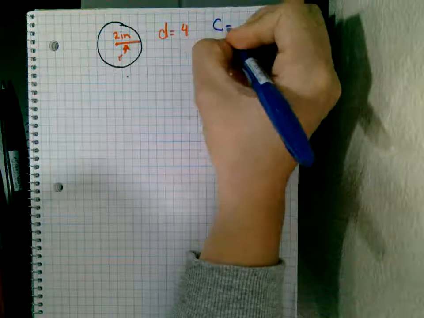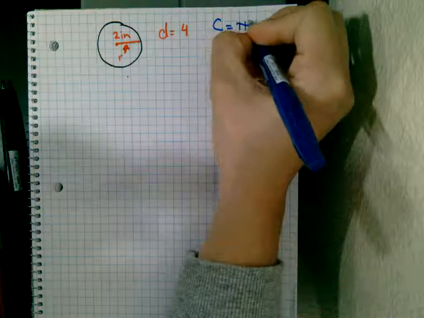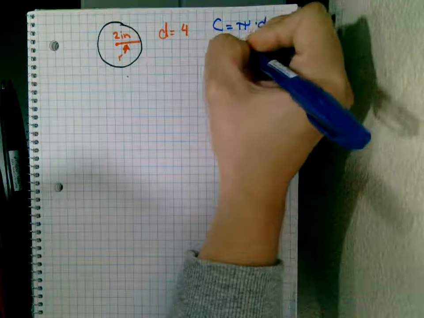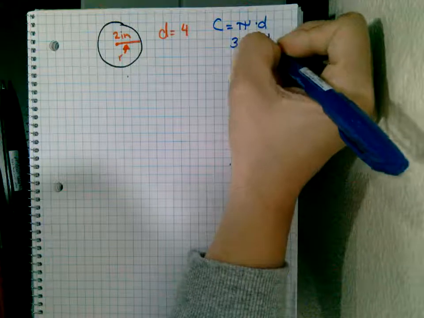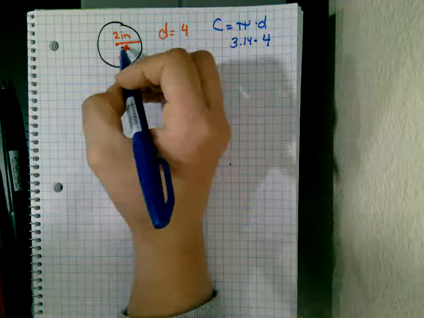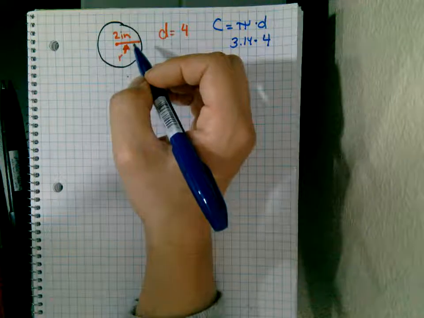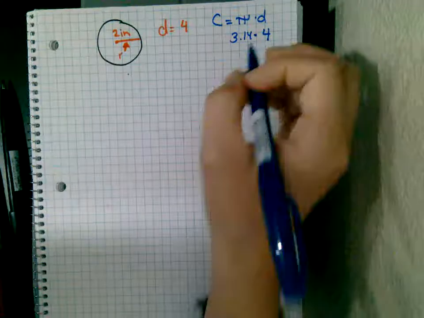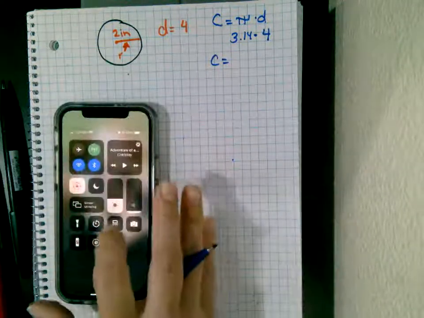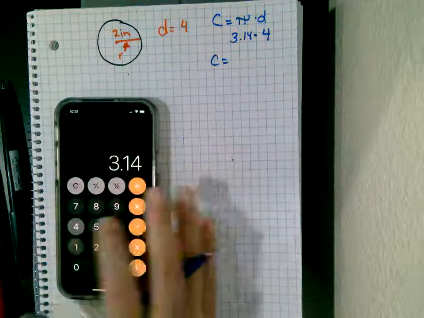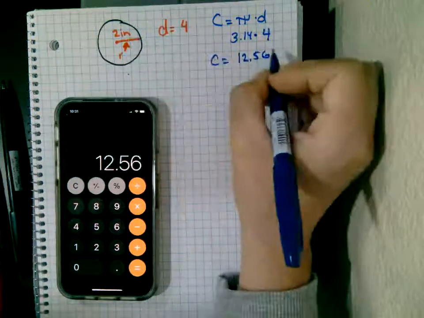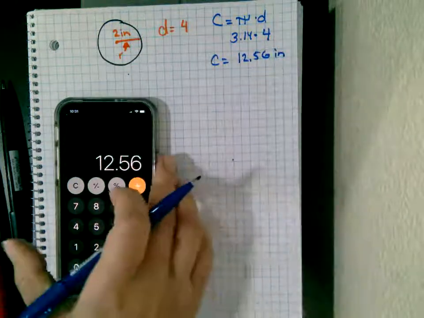So then, you're going to use your formula. Pi is 3.14 times 4, not times 2. Don't use 2. But Miss O'Malley, it's in the circle. The circle says 2. Yes, I know. But we're not looking for radius, we're looking for diameter. So circumference is equal to, grab the calculator, 3.14 times 4, 12.56 inches. Okay, so be careful.